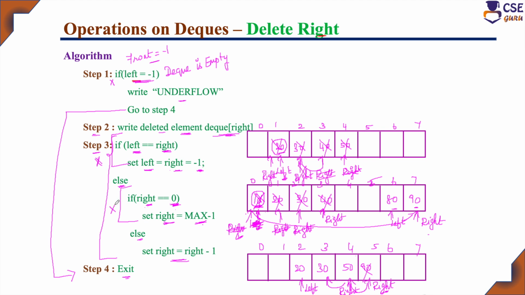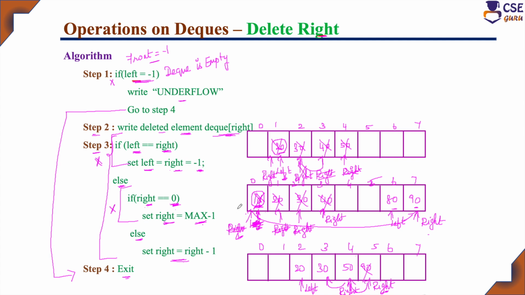If this condition is also false, go to the else part and here just decrement the right pointer by 1 position, and automatically the element will be deleted. So this is the normal case. These two are complicated cases. This is the normal case. So these are all the cases for the delete right operation in the DQ data structure.